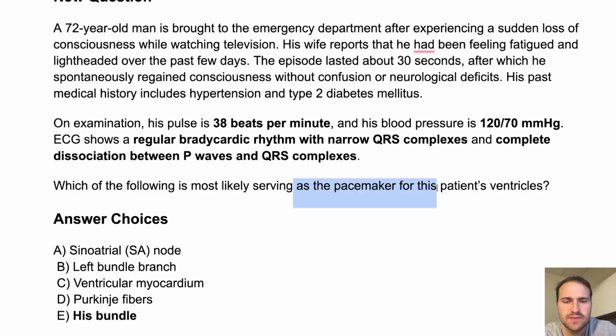So which of these is the pacemaker? So SA is a pacemaker, but then you wouldn't be having 38 beats a minute. You'd be having normal. Left bundle branch is not a pacemaker. It does conduct. So does the ventricular myocardium, but it's not a pacemaker. Purkinje fibers, that'd be super slow and it'd be wider QRS complexes. His bundle is correct because it's just going to be the narrow QRS complexes.